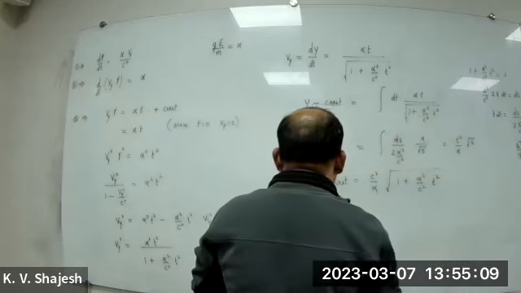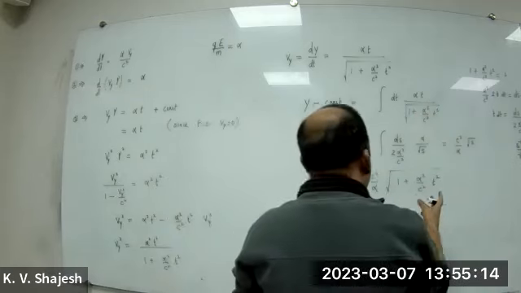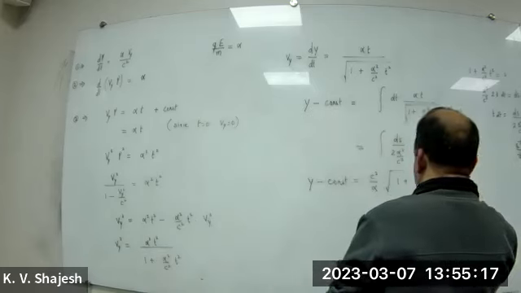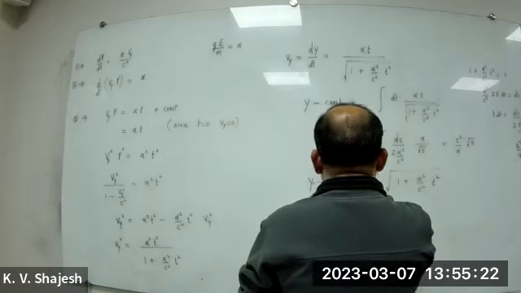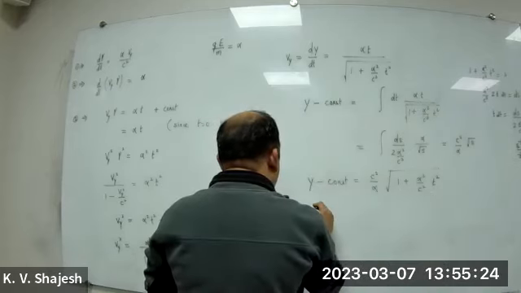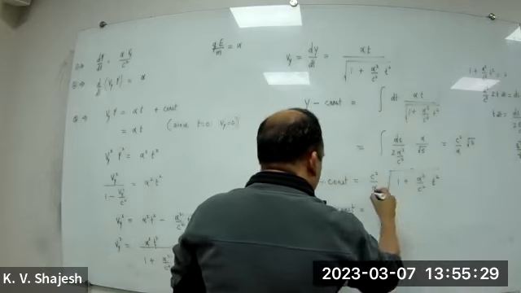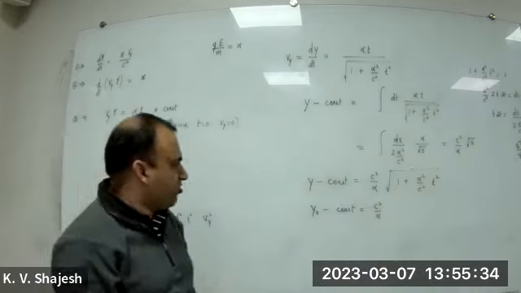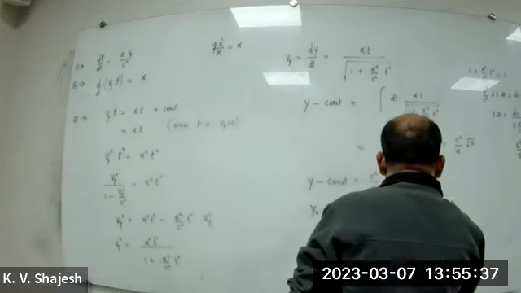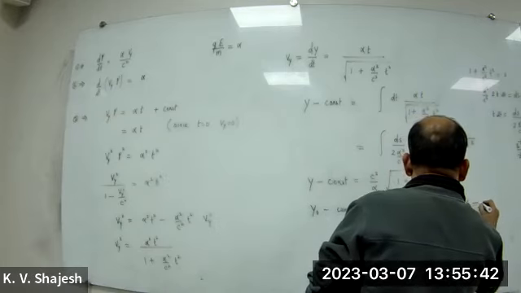Put this in. Let's do one more thing. At t equal to 0, we want to fix this constant, right? At t equal to 0, I know that y is my position, so y naught minus this constant is equal to, at t equal to 0, c square over alpha. So the constant is equal to y naught minus c square over alpha.